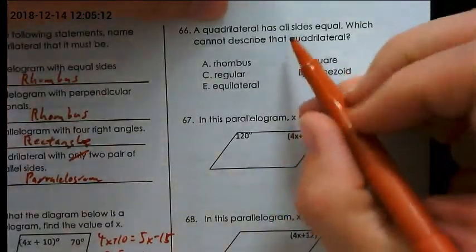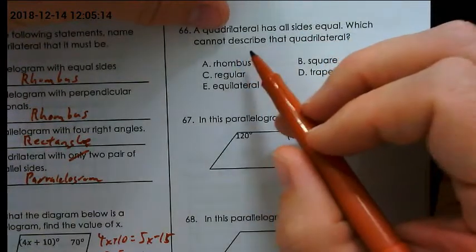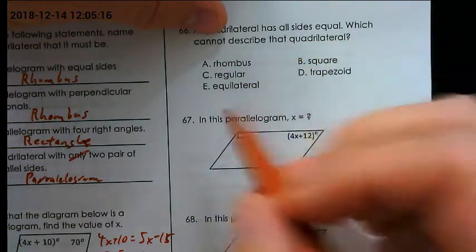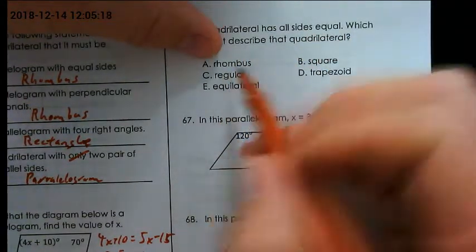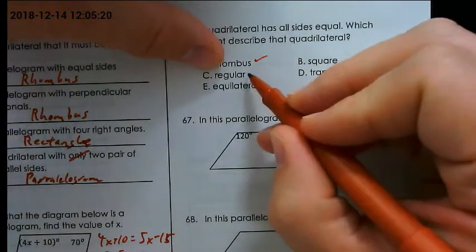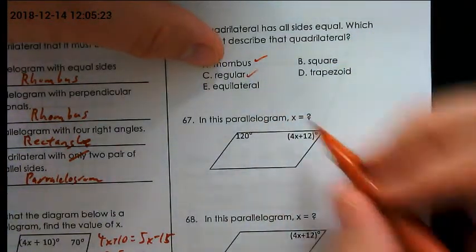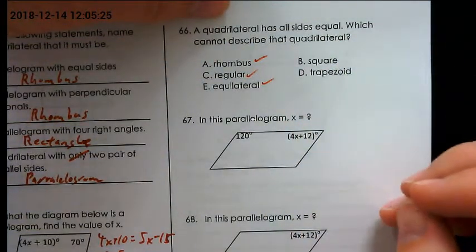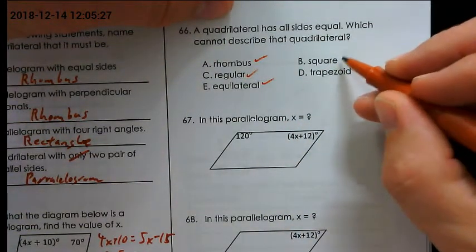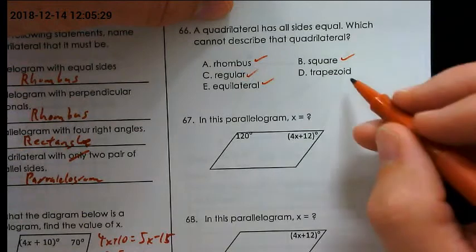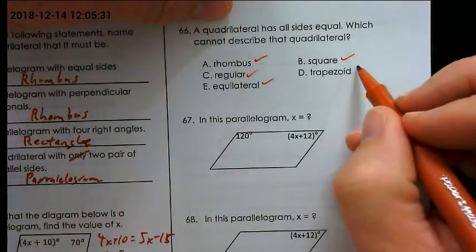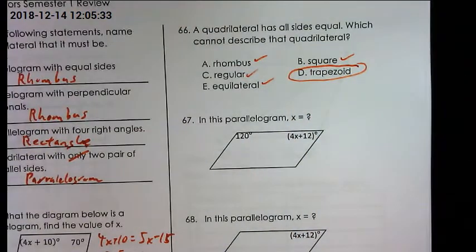66. The quadrilateral has all sides equal, which cannot describe that quadrilateral. A rhombus has all sides equal. Regular has all sides equal. Equilateral has all sides equal. A square has all sides equal. A trapezoid can never have all sides equal, so that's the one that doesn't work.